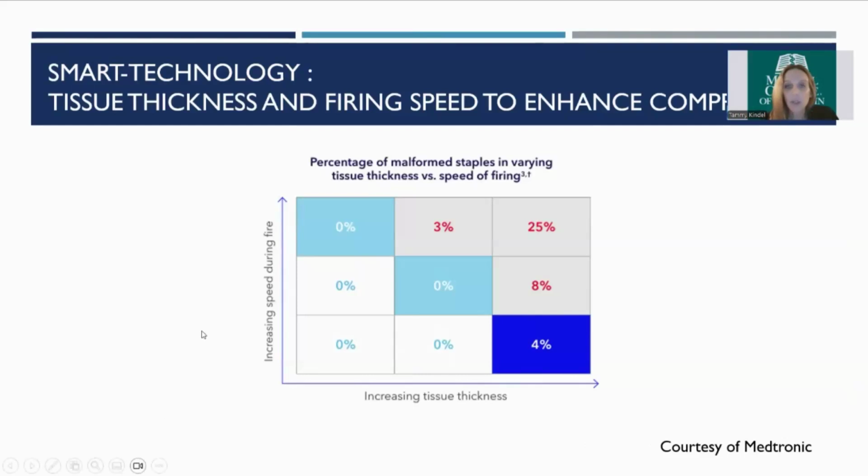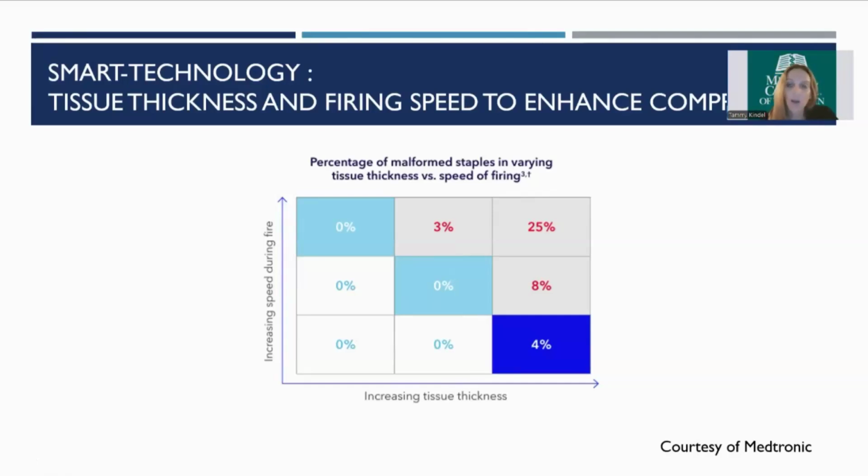If we look at the lower left-hand side of this graph, with less thick tissue, slow speed versus fast speed, in general, you see a very high percentage rate of correctly formed staples. But where we get into a problem is with increasing tissue thickness without appropriate compression and maintaining high firing speed, an increased percentage of malformed staples.